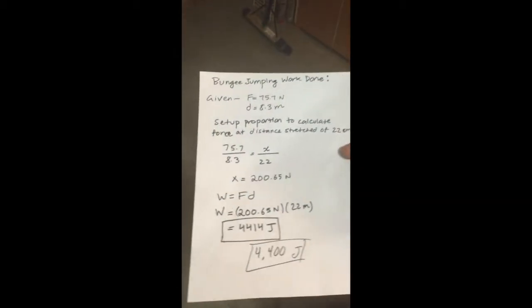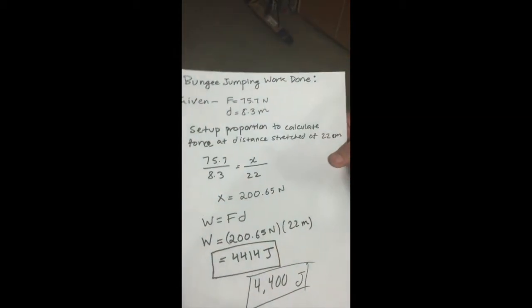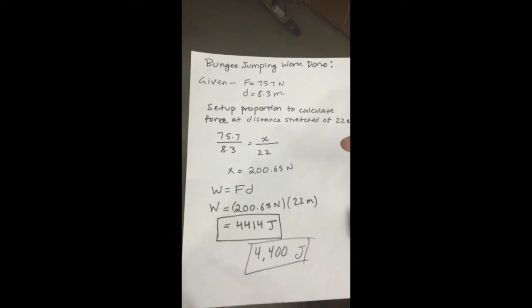Work is force being done to a moving object. Going back to the main deck problem, we are going to use the bungee again to solve work, but this time we are going to be using the givens they gave us in the problem of 75.7 newtons moving the bungee cord a distance of 8.3 meters.